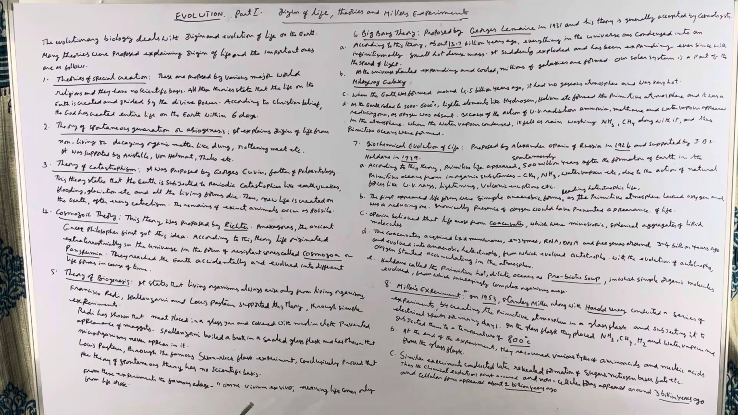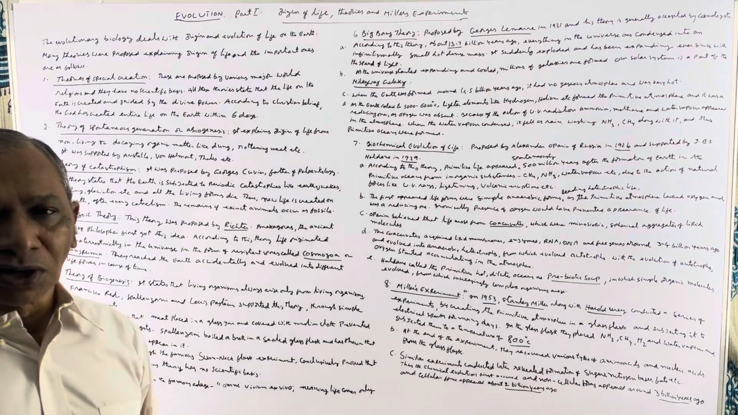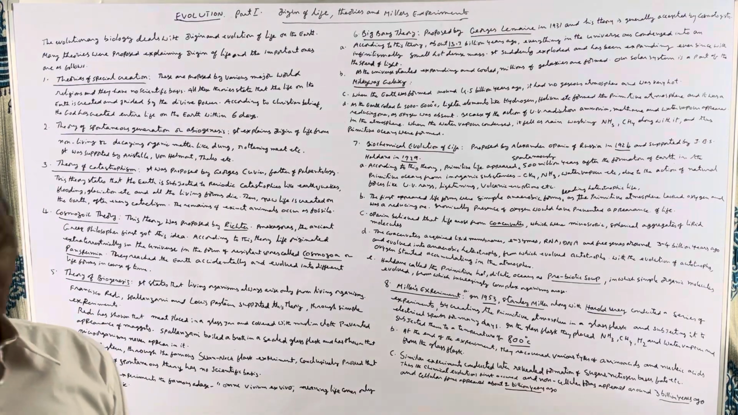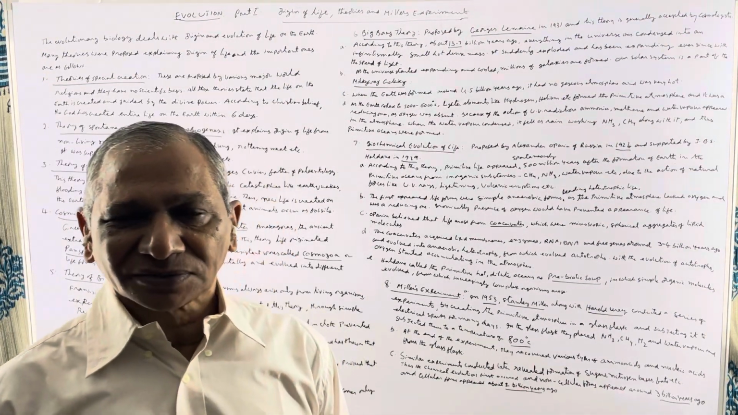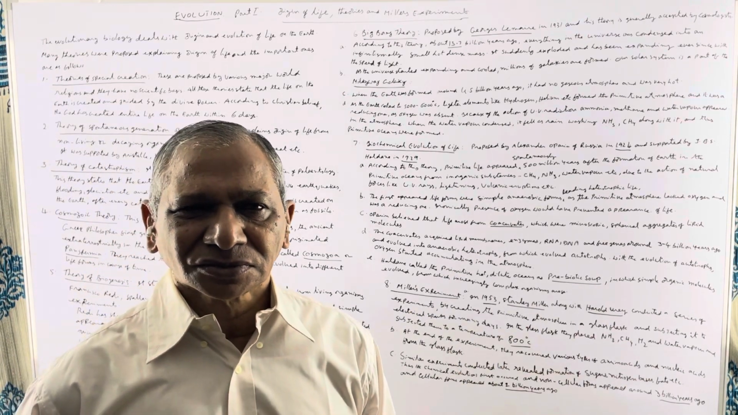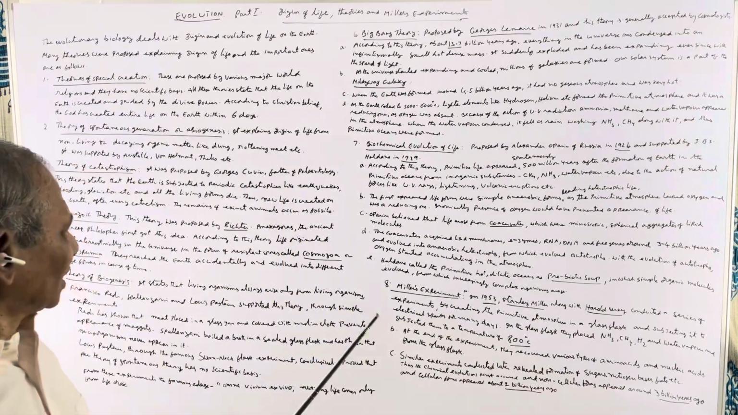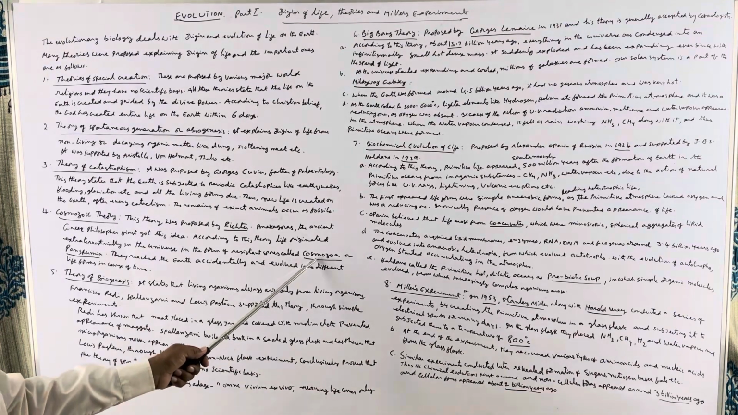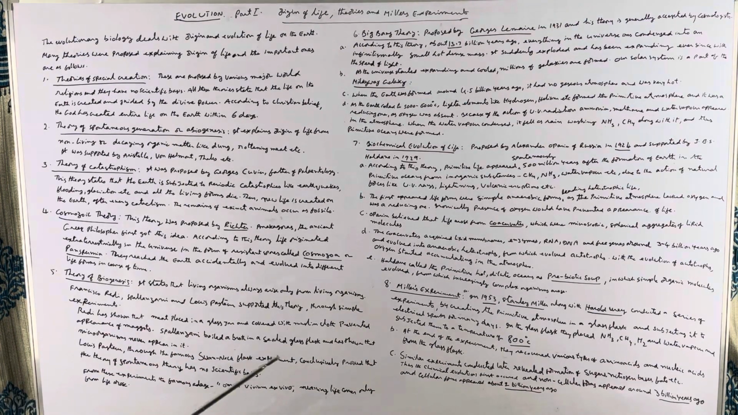Then, cosmozoic theory. It was proposed by a scientist called Richter. According to him, life did not evolve on the earth. Instead, life appeared somewhere in the universe, and it remains in the universe in the form of cosmozoa or panspermia.